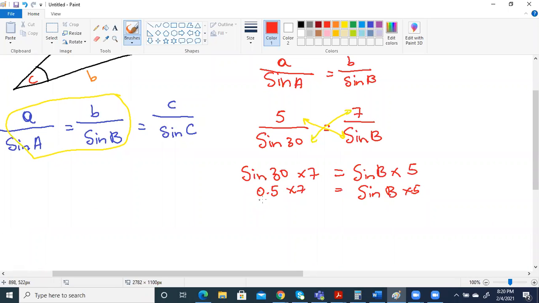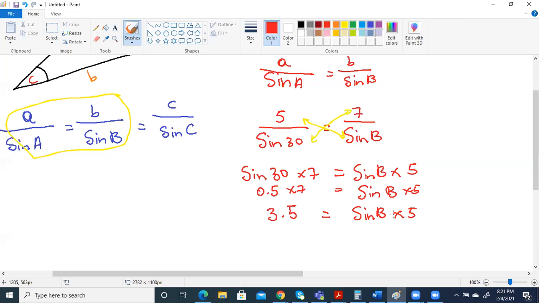So all we need to get this 0.5 is to plug sine 30 into our calculator. Now we're going to multiply it by the 7. I will get 3.5. And that is equal to sine B times 5.